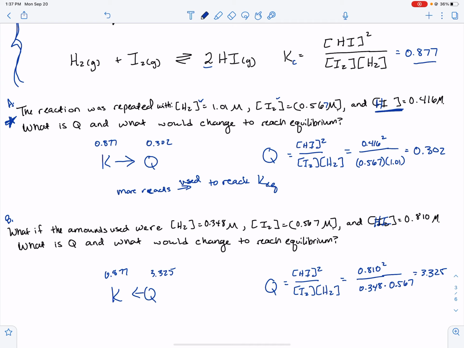And in this case, what it means is that I have more products and they are going to be used up so that I can reach equilibrium. So I'm basically going to be generating reactants is what I'm doing. In this top case, I'm generating products. The bottom case, I'm generating reactants.